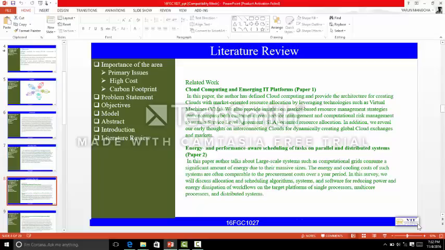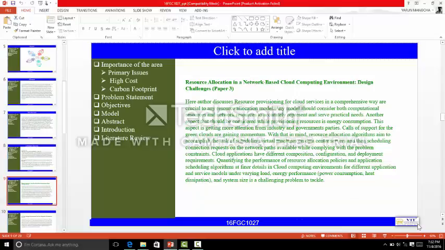The second paper, Energy and Performance Aware Scheduling of Tasks on Parallel and Distributed Systems. Here the author talks about large-scale systems such as computational grids consuming a significant amount of energy due to their massive sizes. The energy and cooling costs of such systems are often comparable to the procurement cost over a year period.